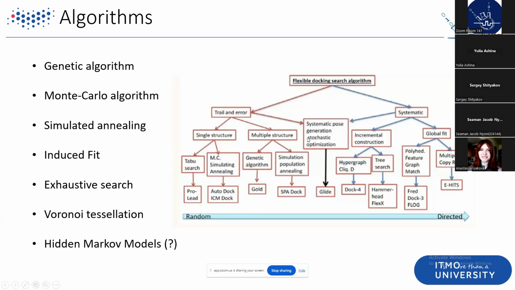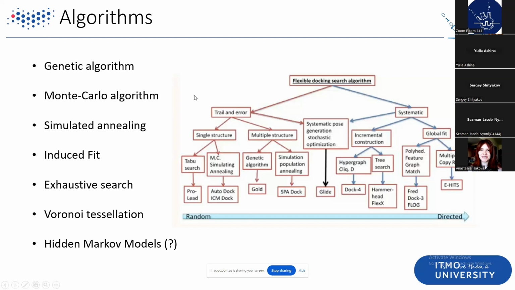You also have systemic post-generation, like a stochastic optimization algorithm, which is GLIDE, and incremental construction, the tree search, which is used in the Hammerhead and FLEXX algorithms. Some algorithms, the graph matching algorithms, are used in DOCK, FRED, and E-HITS. E-HITS uses a multiple copy rigid algorithm. But the main algorithms are the genetic algorithm and the Monte Carlo algorithm. Simulated annealing is also used in the AutoDock program.